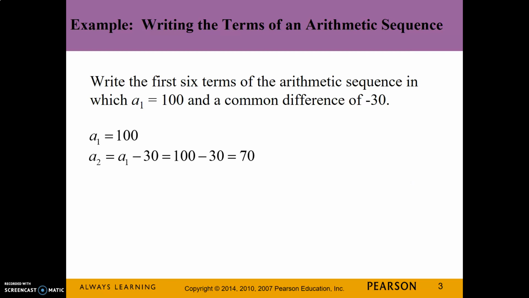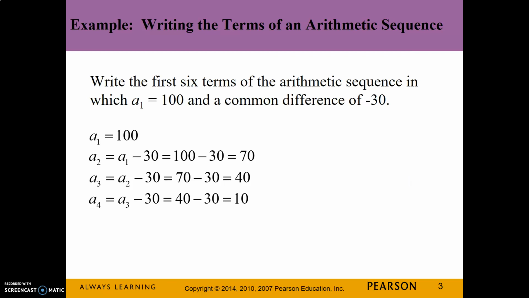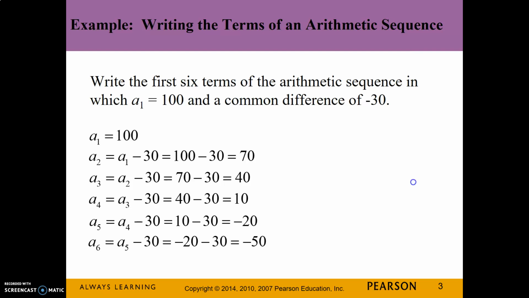So a1 minus 30 gives me 70. Subtract 30 again, gives me 40. That's your third term. Your fourth term is going to subtract 30 once more. Your fifth term, we're now in the negative, subtracting 30. And your sixth term is negative 50, subtracting it one more time. So this is how to compute a list of terms. The actual sequence, of course, is the list of those numbers in order. Okay, and again, notice there's very clear subtraction of 30 going on there.